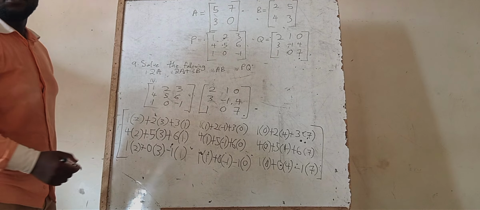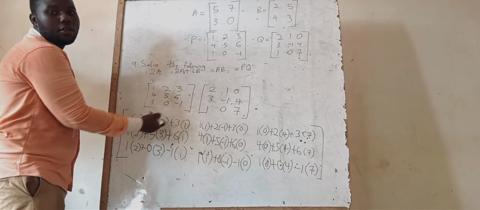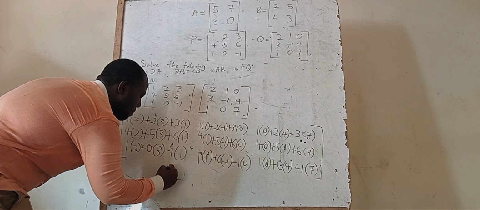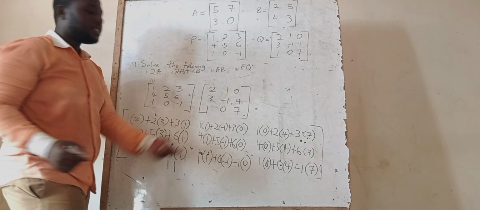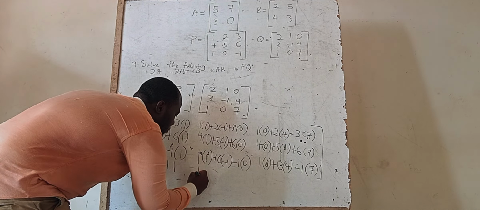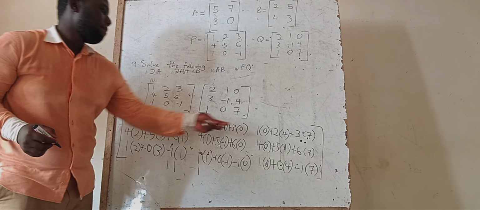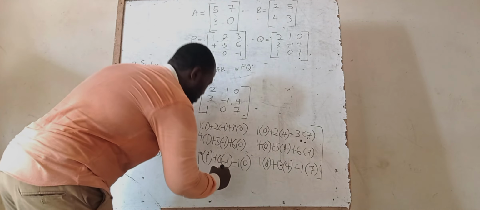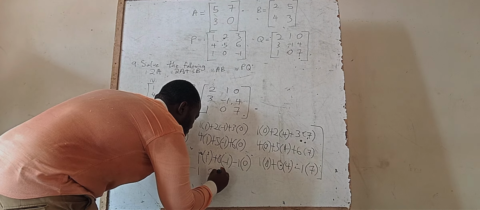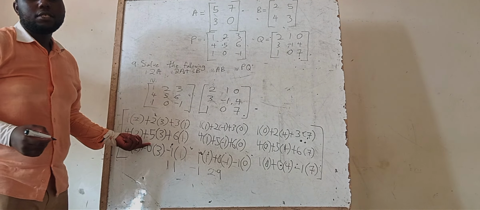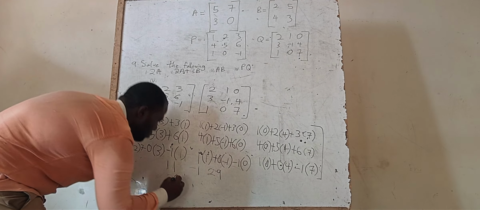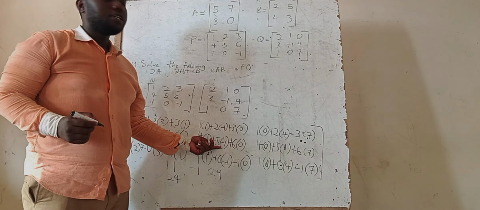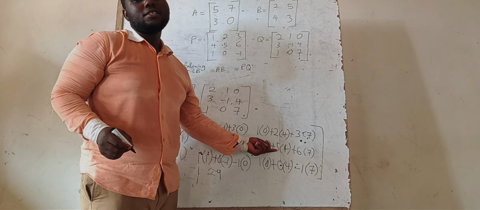Now let's simplify them. When you simplify this, you get 11. When you simplify this, you get negative 1. When you simplify this, you get 29. When you simplify this, you get 29 also. When you simplify this, you get negative 1. When you simplify this, you get 62.